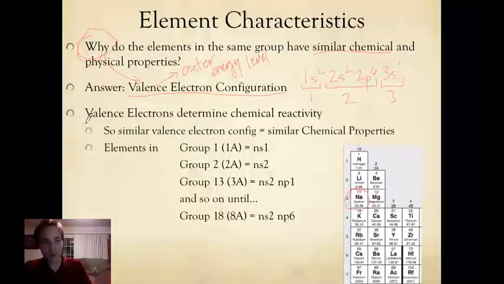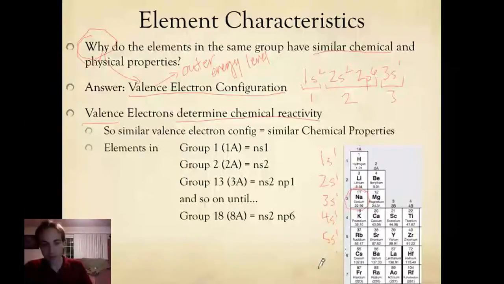Now, the reason why valence electrons are important is because they determine chemical reactivity. So if you have similar valence electron configurations, that means you have similar chemical properties or chemical reactivity. Going back to sodium, its valence configuration is 3s1. Lithium's valence would be 2s1. Hydrogen would be 1s1. Potassium would be 4s1. Rubidium would be 5s1, and so on.